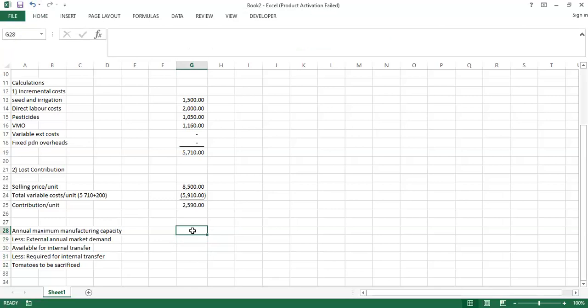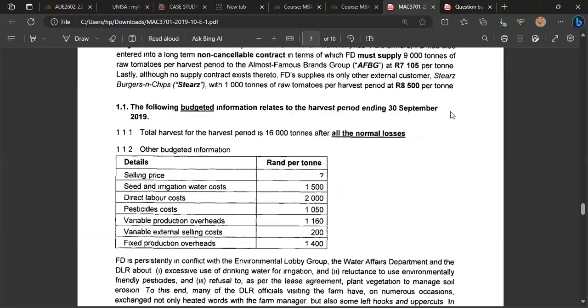No commas now. 16,000 tons. And then less external annual demand. So let's check it out now. What's the external annual demand?